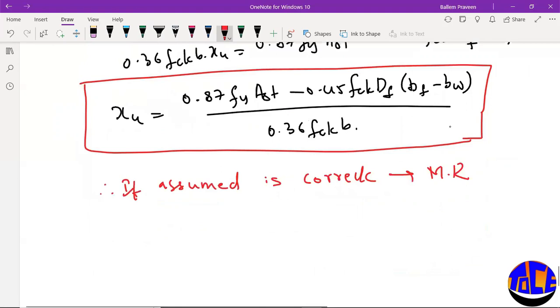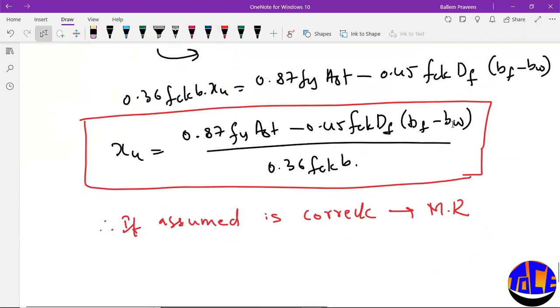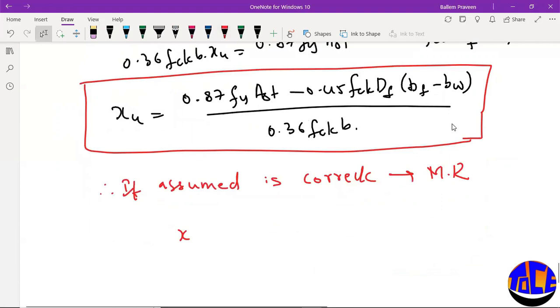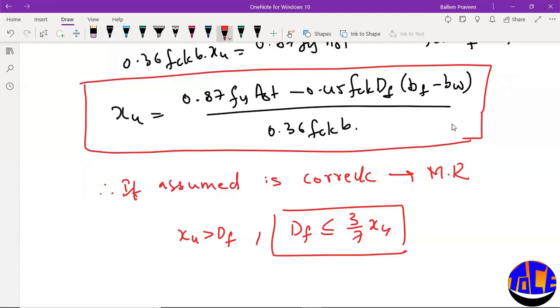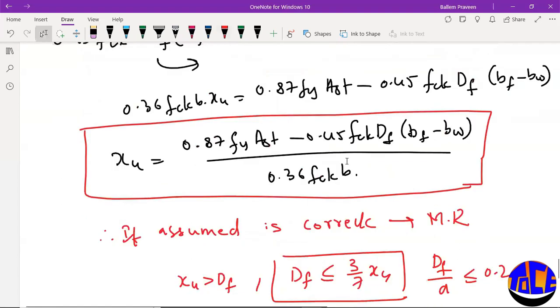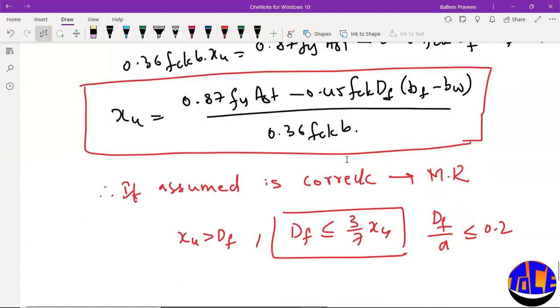What we have assumed is also important. We assumed xu is greater than df, which we already know, but df is less than or equal to 3 by 7 of xu. This is important, and also df by d should be less than or equal to 0.2. If this is satisfied, the procedure we are following is correct, and we can go for the moment of resistance.